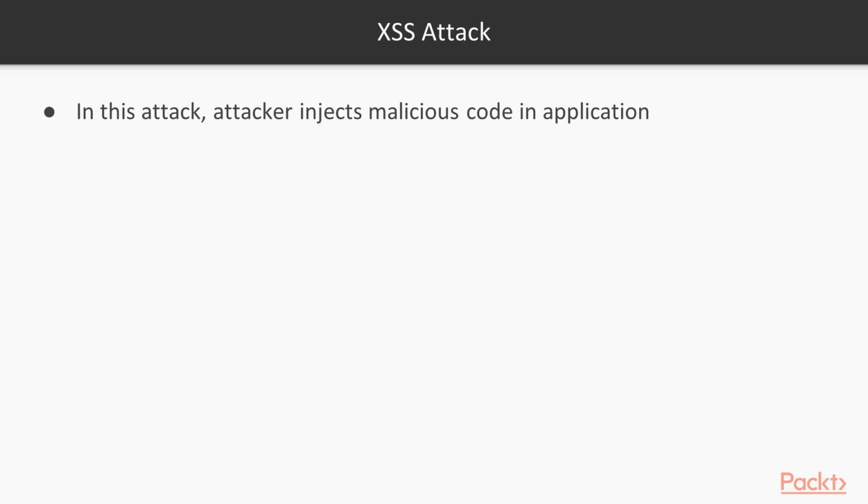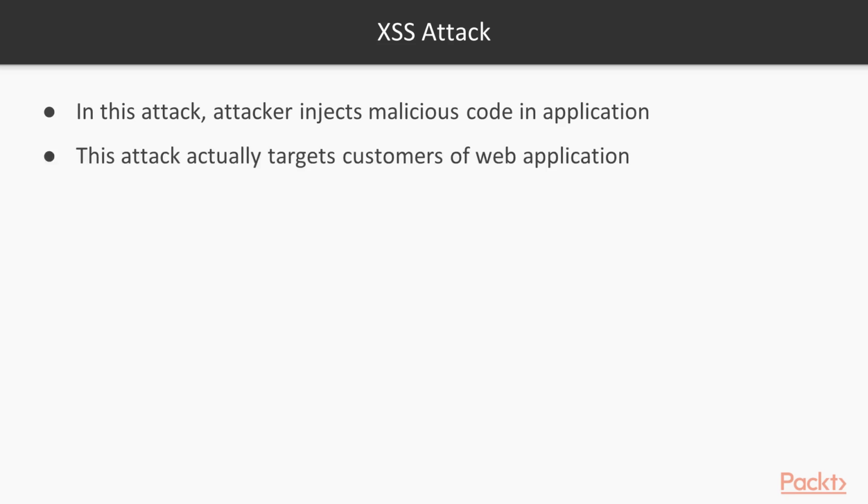So now if we talk about the XSS attack, in this attack, attacker injects malicious code in application. So it is similar to SQL injection, it looks like, but actually it is not. The difference is very simple, that this attack actually targets customers of web application. So in SQL injection attack, it was targeting the database of the website or application and gather sensitive data from there. But in XSS attack, it actually targets the customer of the website. How targets? So that I'm going to show you here in the process.